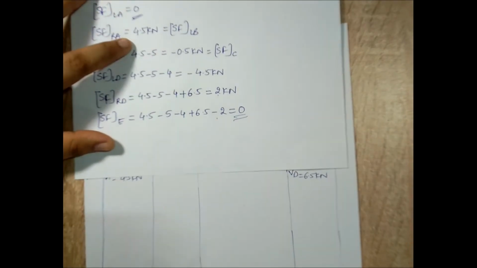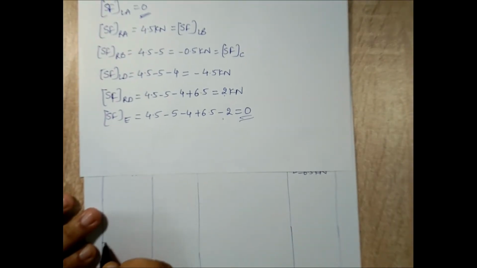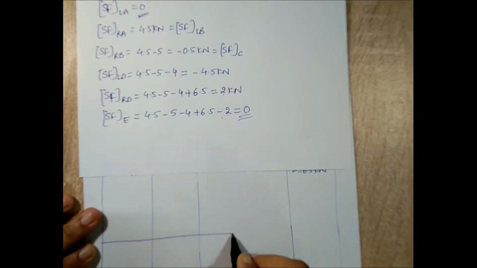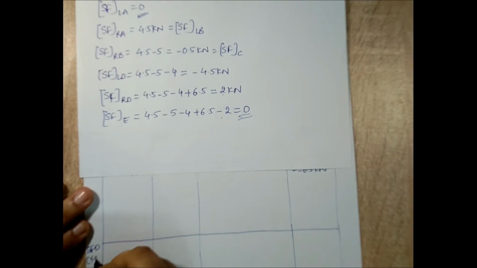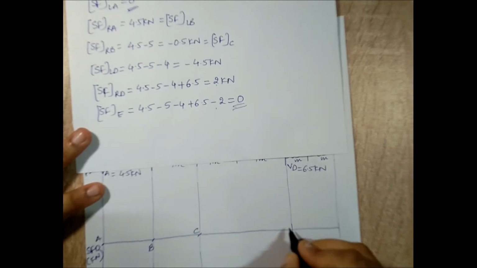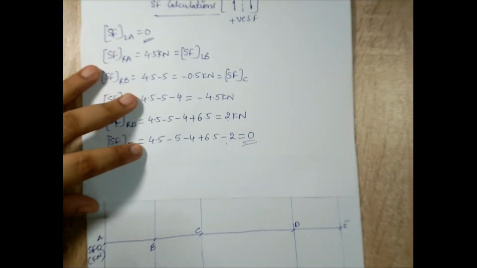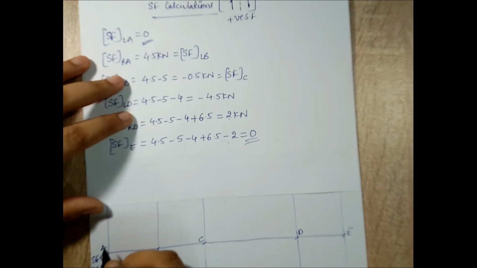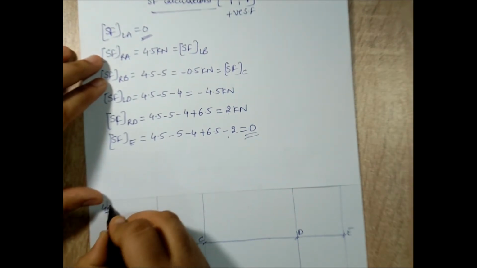I have a mix of positive and negative values. So I'll draw the graph somewhere at the center. My SFD values will be in kilonewton. This is A, then I have B, C, D and E. Left of A, the value is 0. Right of A, the value is 4.5, which is the highest positive value.